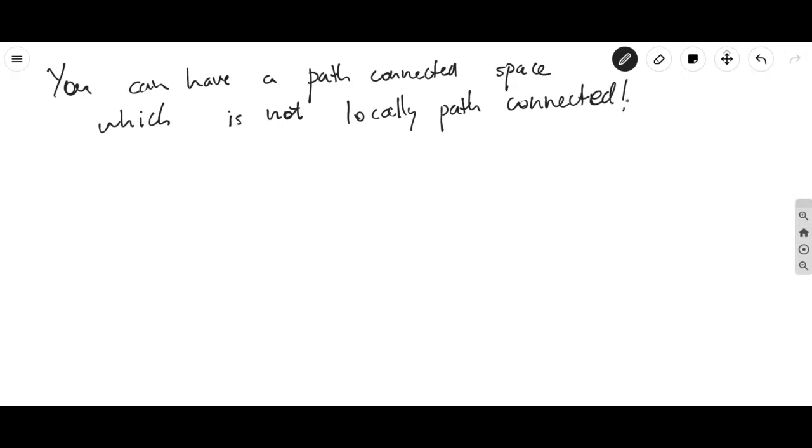As bizarre as that might seem, let me give you an example. Now, I'm not going to use the previous example with Q, because Q is not path connected. It's also not locally path connected, but I think this is a more interesting example to look at. So here's your space. You can call this the infinite comb. So it's like a comb.